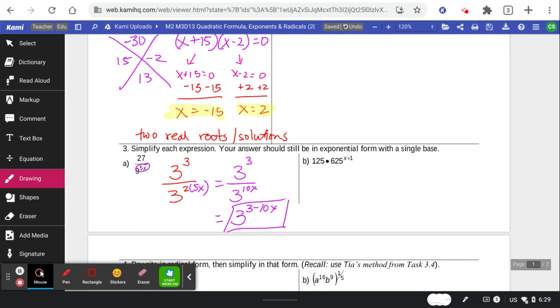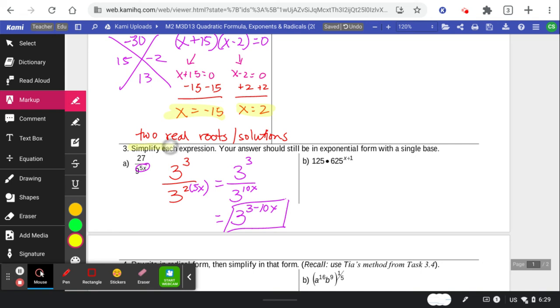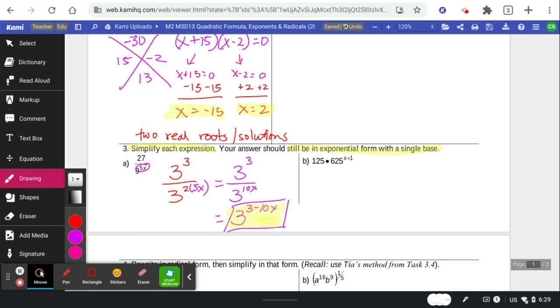It's asking us to simplify the expression and make sure that the answer is in exponential form with a single base. There it is with a single base. All right, how about 125 and 625? Pause the video, go look at your green sheet. How can those be rewritten? Okay, so 125 could be rewritten as 5 to the third. Good. Now look up the 625. Awesome. It becomes 5 to the fourth.